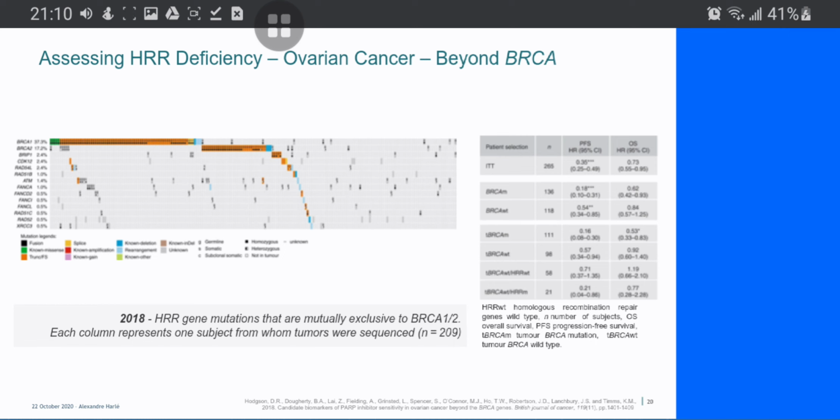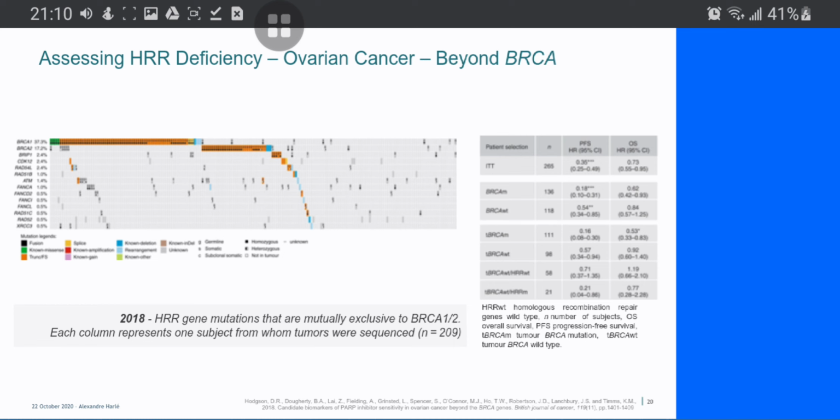What is really interesting here is that we also have BRCA wild type and HRR wild type, which is HR proficient. The hazard ratio is only 0.71 for progression-free survival and 1.19 for overall survival. And if you check HRR mutant, which corresponds to HR deficiency, then you have 0.21 for the hazard ratio for PFS and 0.77 for overall survival.